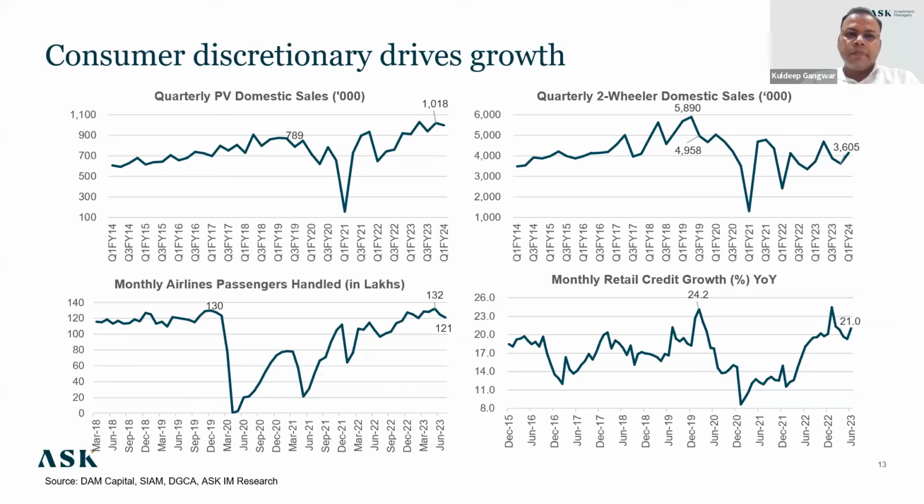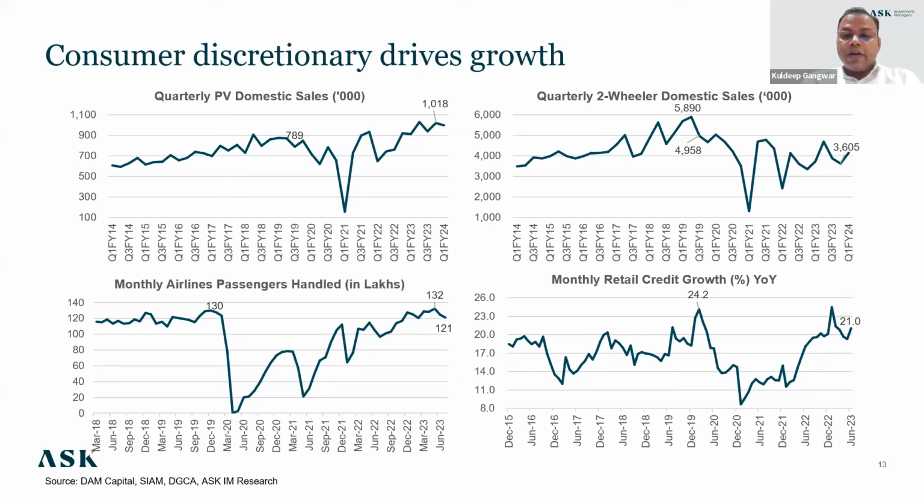We believe at the current juncture, consumer discretionary is driving the growth, whether we look at domestic PV sales, two-wheeler sales. Even if you look at airline passengers, we have already reached close to the peak number pre-COVID, and it should be seen in conjunction that fares have actually increased significantly vis-a-vis the pre-COVID scenario. Still, the number of passengers is at least at par with the pre-COVID scenario.